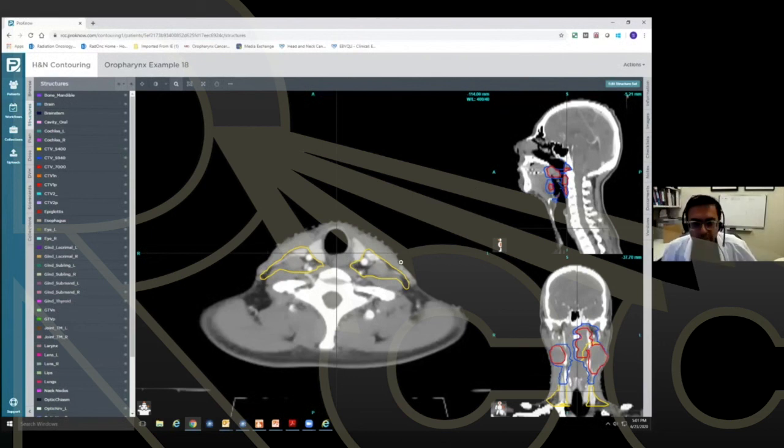And then this slice is just showing how the scalene muscles are included in the target volume. So again, I would not usually include them inside our target volume. I would just carve them out.